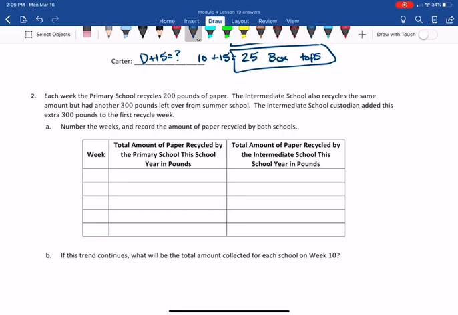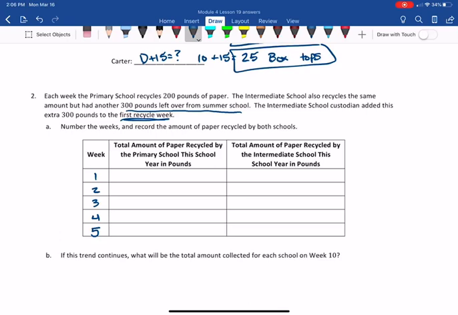So, look at this. Each week, the primary school recycles 200 pounds of paper. That's a lot of paper. The intermediate school also recycles the same amount, but they had another 300 pounds left over from summer school. The intermediate custodian added this extra 300 pounds to just the first week. Super important to understand. So if I look at this, I want to find it for week 1, week 2, week 3, week 4, and week 5.